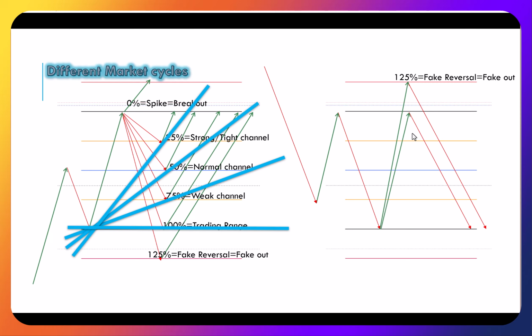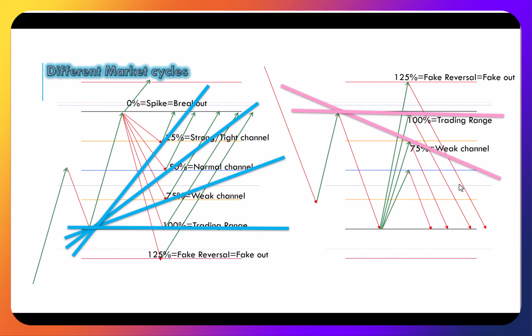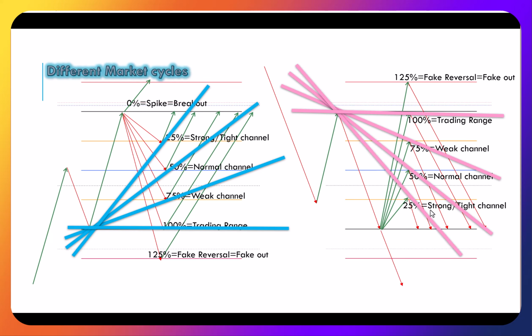So here now we have this trading range scenario, which happens here. Here we have a weak swing, weak channel, sorry, which happens here. And here we have a normal channel, so it happens here, and a high channel, which happens here. So you know the rest, it doesn't break, and it's almost identical, but in the bearish scenario.